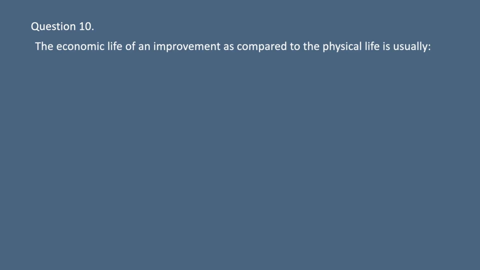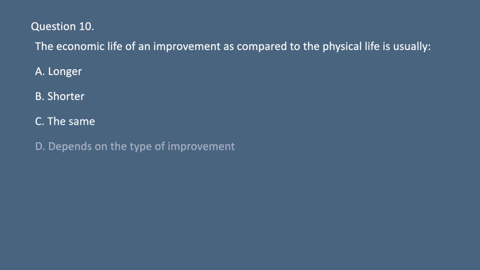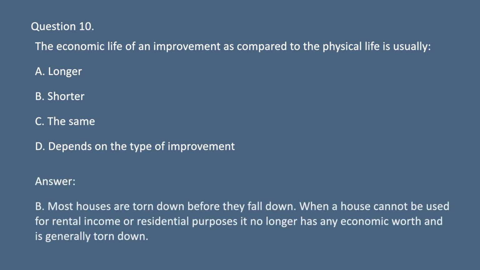Question 10. The economic life of an improvement as compared to the physical life is usually A. Longer. B. Shorter. C. The same. D. Depends on the type of improvement. Answer. D. Most houses are torn down before they fall down. When a house cannot be used for rental income or residential purposes, it no longer has any economic worth and is generally torn down.